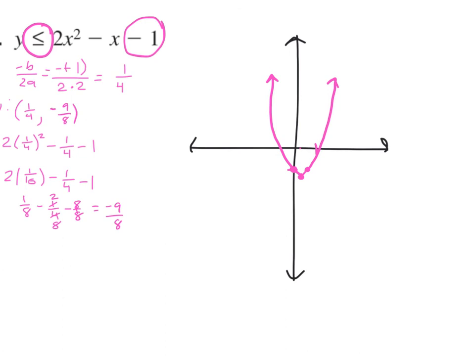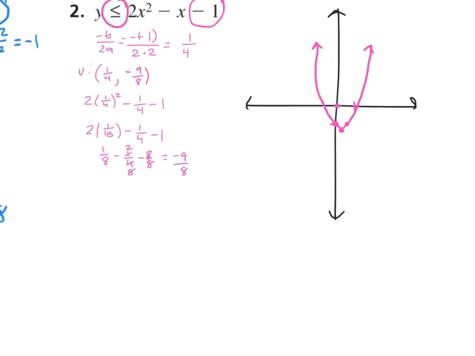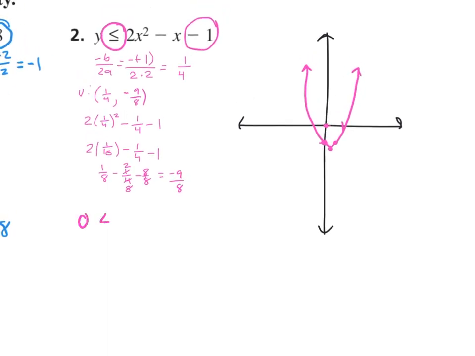Sure. Casey said let's try 0, 0. So since 0, 0 is inside of our parabola, let's do it. So we have 0 is less than or equal to 2 times 0 squared minus 0 minus 1. So 0 is less than or equal to negative 1. Does this work? Is this true? No. 0 is bigger than negative 1, so this does not work. If it does not work, do we shade the inside or the outside? The outside. So we're going to shade everything on the outside.